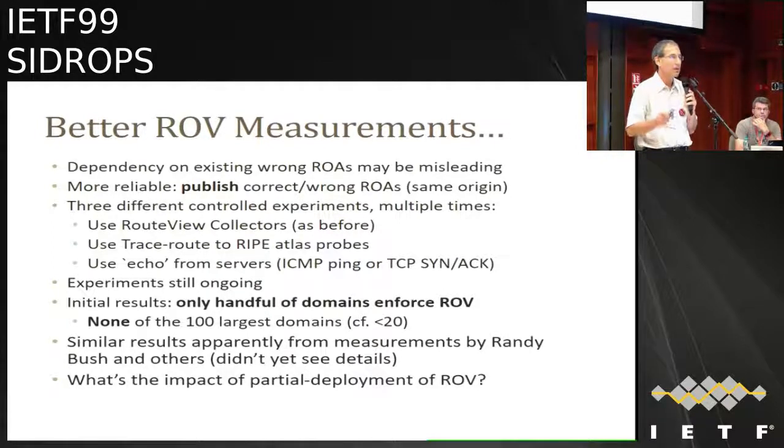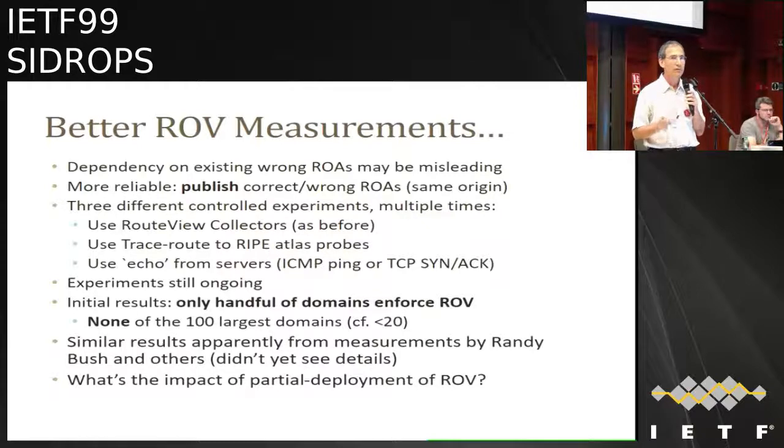If you do it, you will lose about 10% of the traffic of the domains whose ROAs are mistakes. You will be losing a significant amount of traffic. Randy and quite a few others have also done similar measurements, I believe, from what I understood, with pretty similar results, but we haven't seen complete details yet, so we'll have to see exactly. But probably the results are very similar. So deployment is very, very limited, extremely limited.